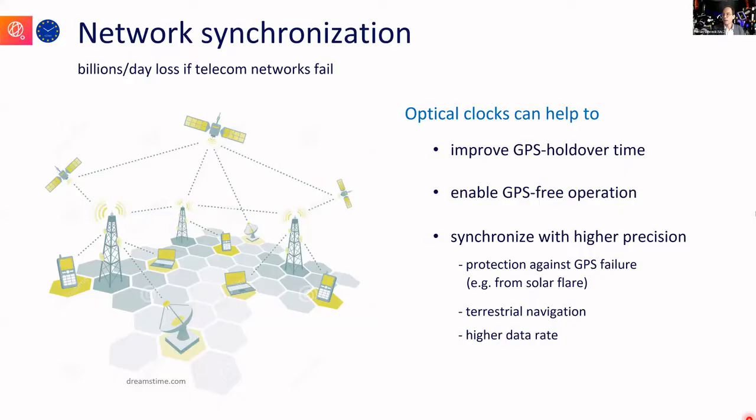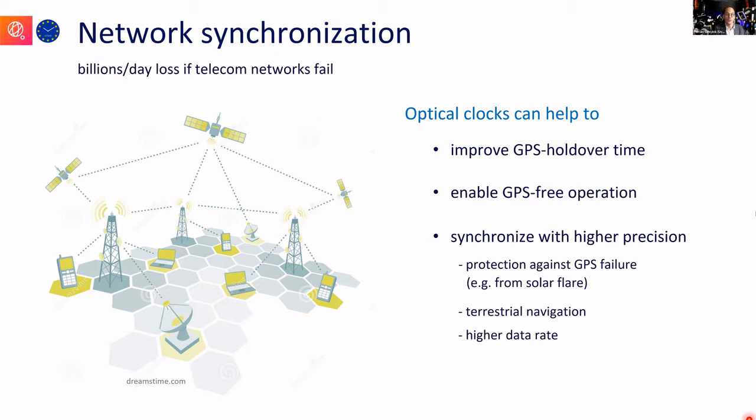Clocks are also important for network synchronization. If our cell phone networks would fail, we would lose billions of euros per day. And these networks are synchronized through GPS, and optical clocks can potentially help there to improve the GPS holdover time, the time after GPS failure, or that you can outlast a GPS failure, perhaps enable GPS-free operation and synchronize with higher precision. And that might ultimately enable also terrestrial navigation or telecom networks with higher data rate.